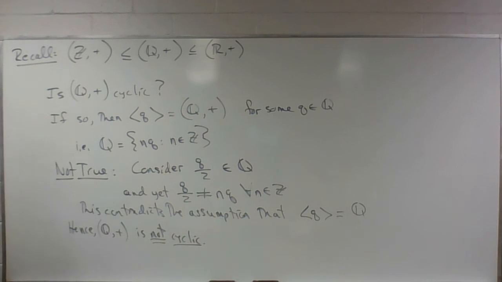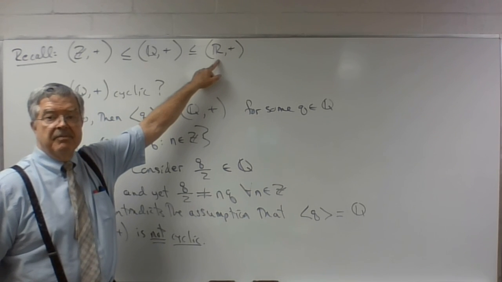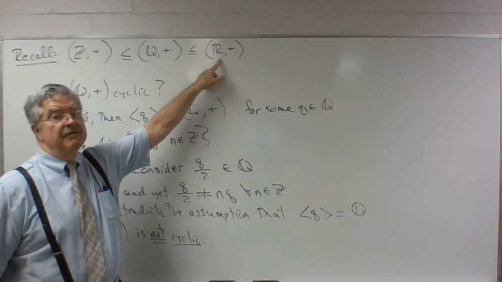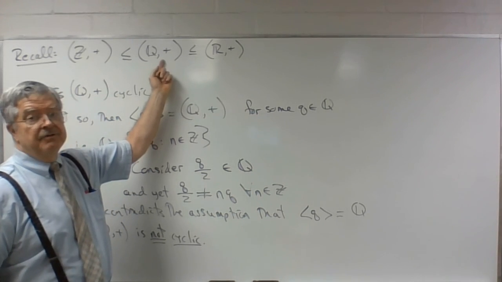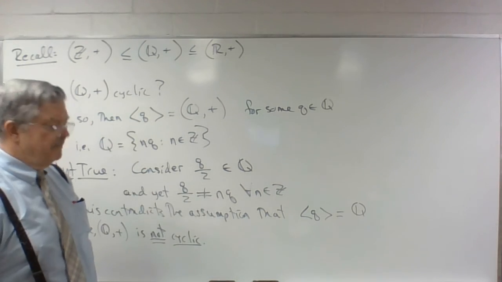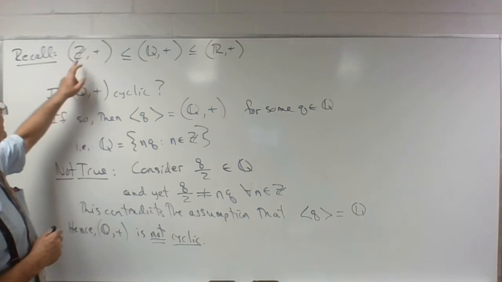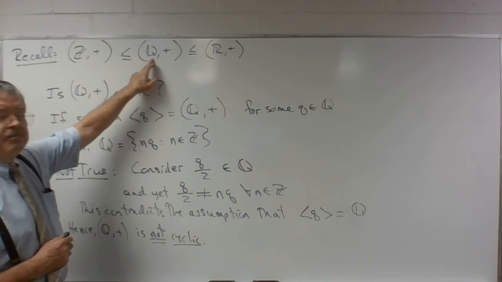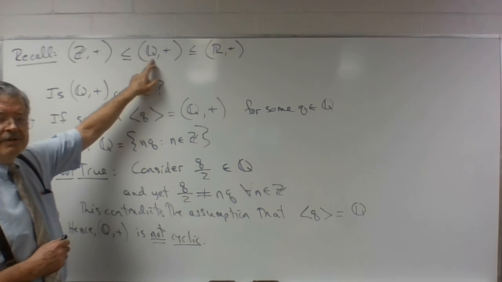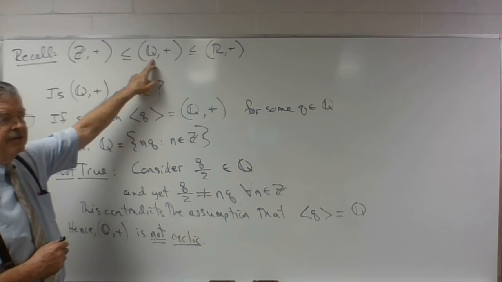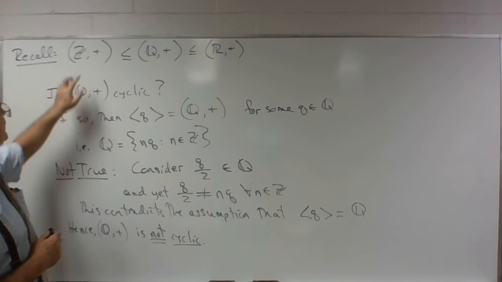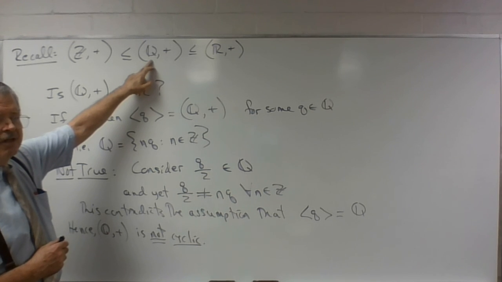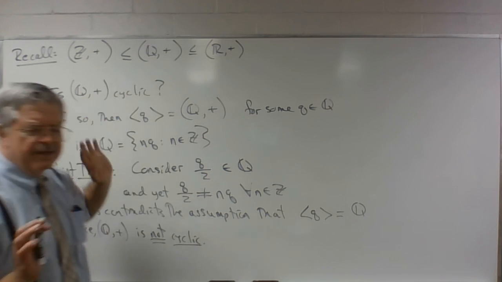And that means that the real numbers are not cyclic either. Because if the real numbers were cyclic, every subset of the real numbers, including the rationals, would have to be cyclic. So the integers under addition are cyclic, but a group that contains them, the rationals under addition, are not cyclic. So it's not true that if we have a cyclic group contained in another group, the larger group has to be cyclic also. That's just not true.